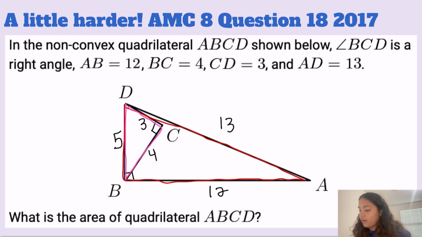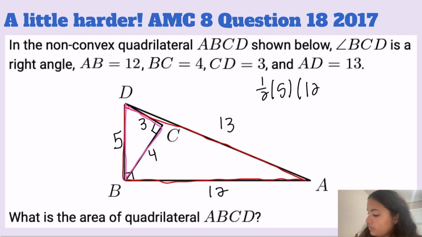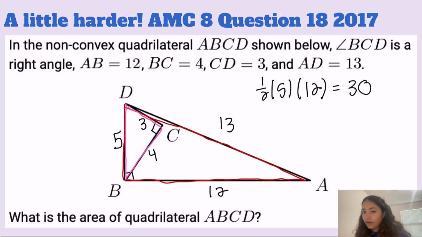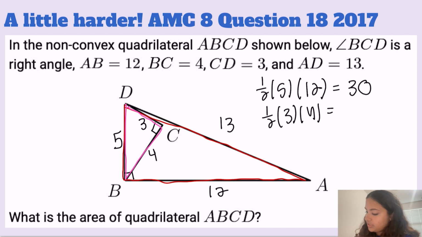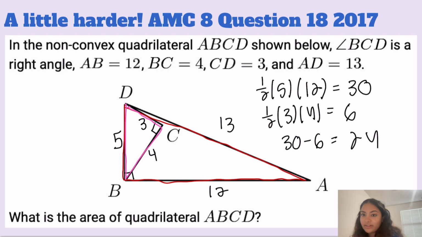So to find the area of the whole triangle, we do 1/2 base times height, which is 1/2 times 5 times 12, which is equal to 30. And then the area of triangle BCD is 1/2 times 3 times 4, which is equal to 6. So to find the area of quadrilateral ABCD, we do 30 minus 6, which equals 24, which is our final answer.